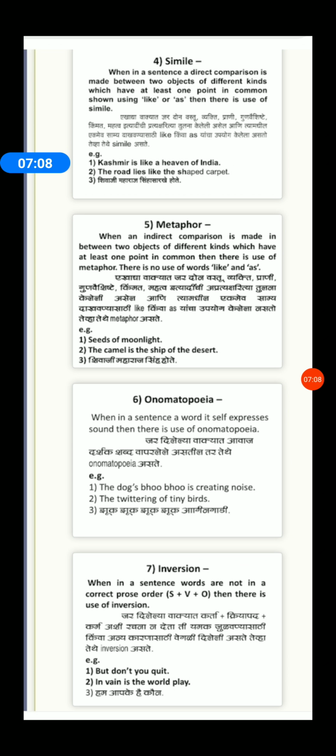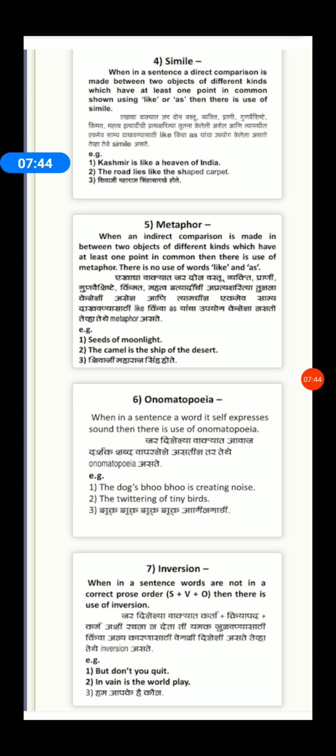In that sentence, boo-boo expresses sound, the sound of the dog, so there is onomatopoeia, this figure of speech. The twittering of tiny birds. In that sentence, twittering is the sound of tiny birds, so there is onomatopoeia, this figure of speech. Zuku zuku zuku, again a gari. In that sentence, zuku is the sound of the gari, so there is onomatopoeia, this figure of speech.